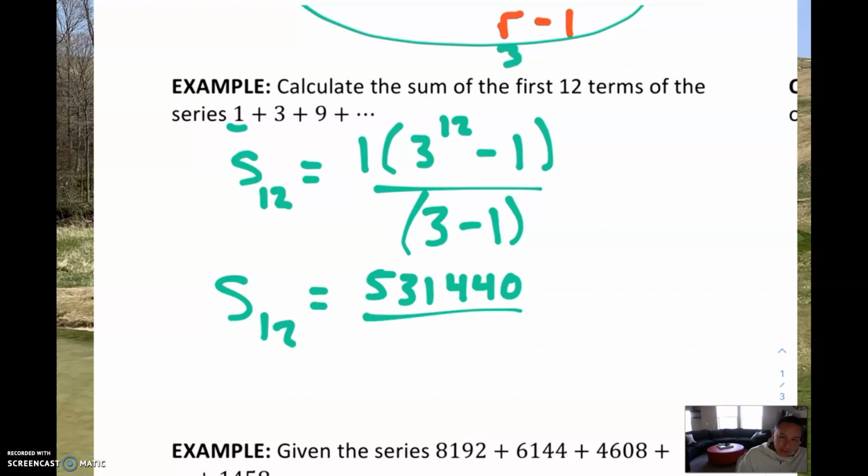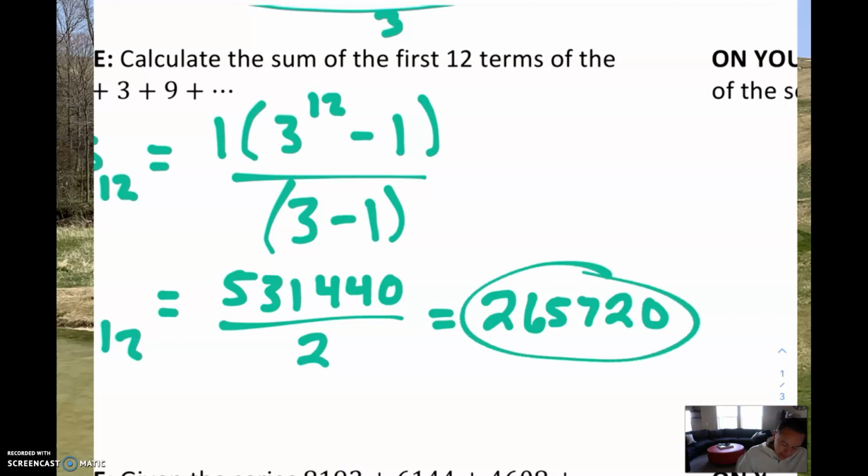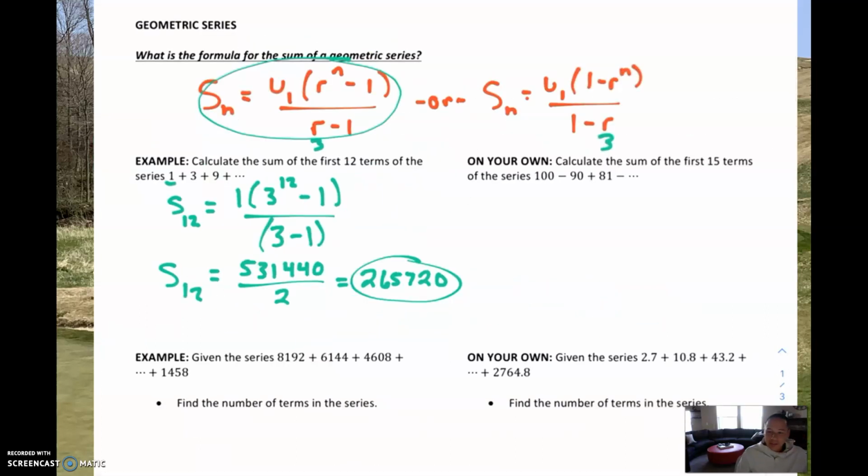And if you evaluate the bottom part separately, hope you don't need a calculator for that one. 3 minus 1 is 2. And then you can divide them, and we get a final answer of 265,720. So if you were to find the first 12 terms there and added them all together, that's what you get. So go ahead and try the next one on your own.